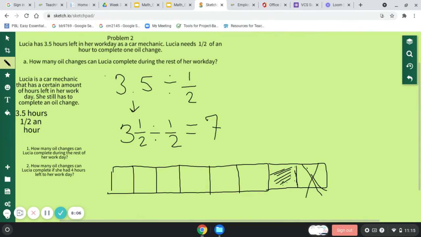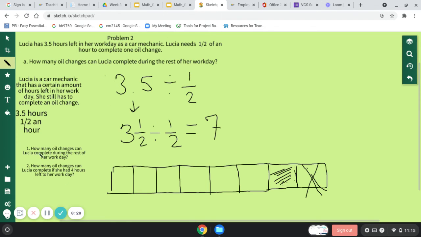So what does that tell us? That tells us that Lucia has 3.5 hours left, and if we took those 3.5 hours and broke them up into half hours, we would be able to do that 7 times. Okay? Now let's go back to our mathematical questions.